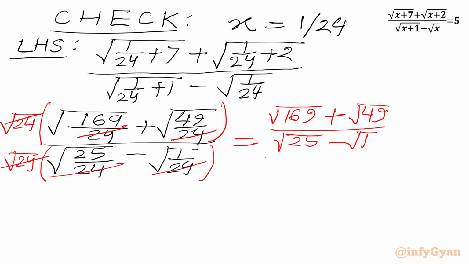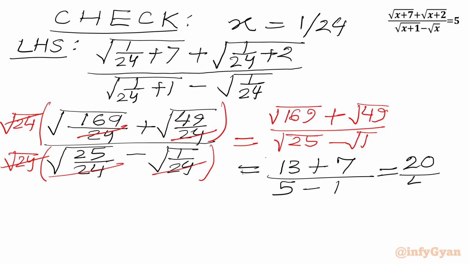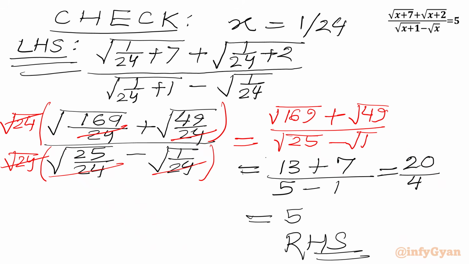Now square root of 169. 169 is the square of 13. So value will be 13 plus square root of 49 is 7. Square root of 25 is 5. Square root of 1 is 1. 13 plus 7 is 20. 5 minus 1 is 4. We are going to get 5, and 5 is our right hand side. LHS equal to RHS. Hence our solution x equal to 1 over 24 is true and verified.